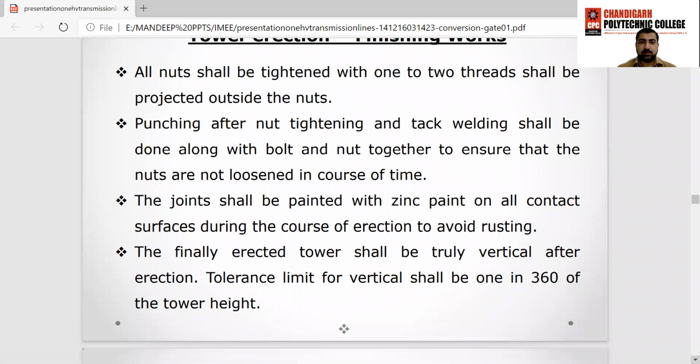The joints shall be painted with zinc paint on all contact surfaces during the course of erection to avoid rusting. And at the end, the finally erected tower shall be truly vertical after erection. Tolerance limit for vertical shall be 1 in 360 of the tower height.